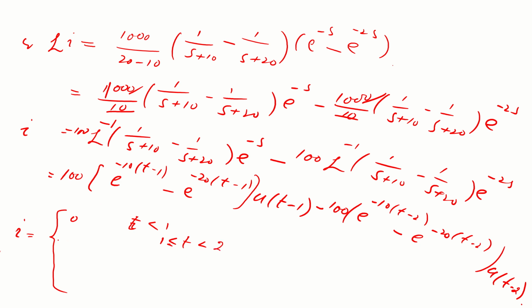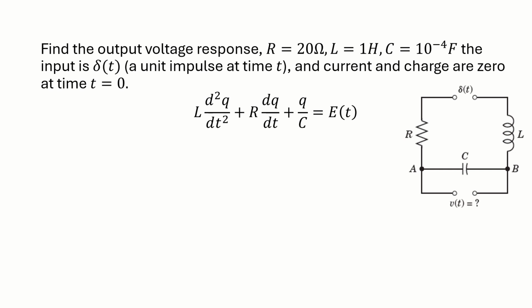So that will be 100 e power minus 10 t minus 1 e power minus 20 t minus 1. And for t greater than or equal to 2, we'll be taking complete this function except the u(t minus 1) and u(t minus 2). The minus 100, the next one as well. So that will be the solution of the equation.